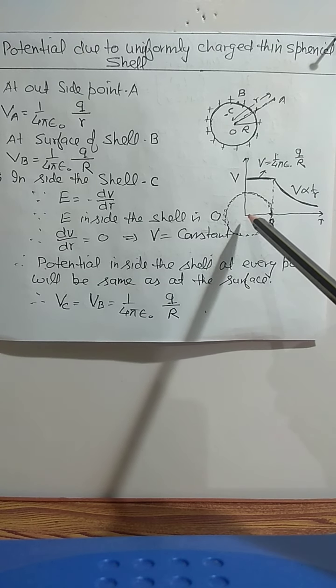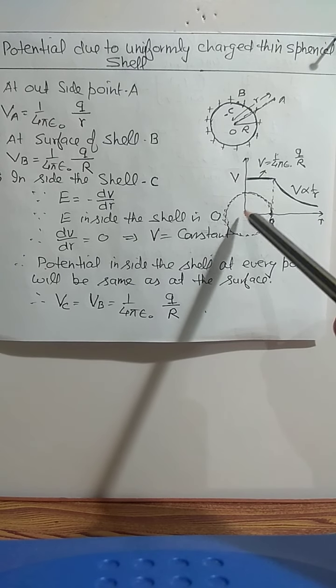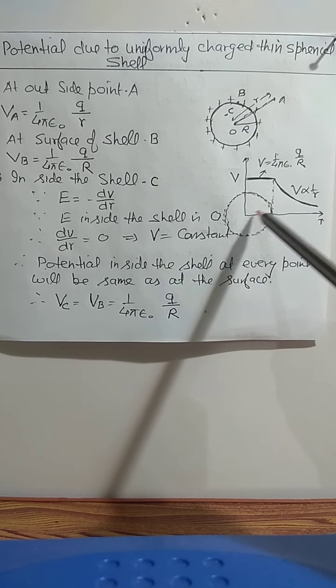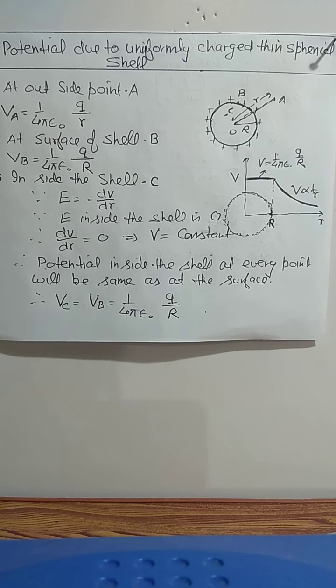In the case of E and R, the graph was not like this. It was from here then down, since inside the shell the electric field intensity was 0. So from this point to this point it was 0, then maximum, and now it decreases. Clear, students? Any problem? No? Thank you. Now I will explain one numerical and then two questions for your practice.